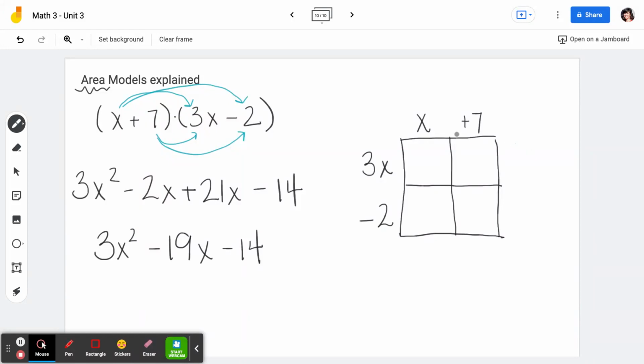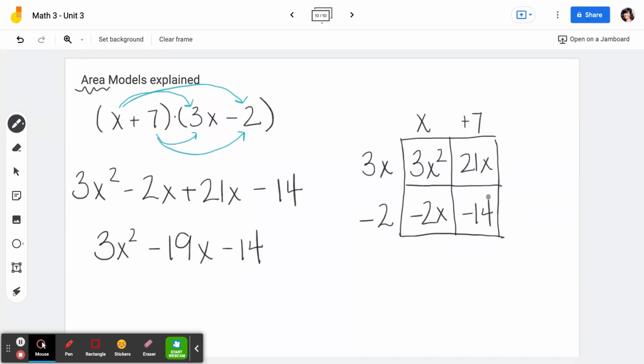So each box here is the product of the things that are on the outside. The first box in the top left is the product of 3x multiplied by x. So 3x times x gives us 3x squared. Remember, x times x gives us x squared. This box on the right is the product of 3x and 7. So I multiply 3x times 7 and I get 21x. Then I multiply negative 2 times x to get negative 2x in this box, and negative 2 times 7 to get negative 14 here.